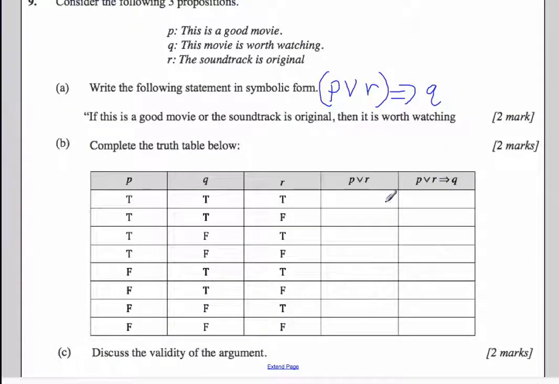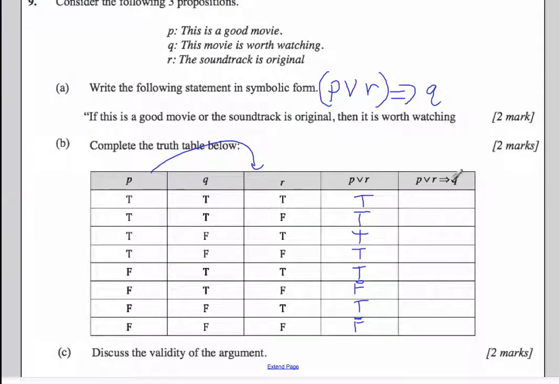Then we're filling out this truth table here. So P or R. P or R is only false if they're both false. So remember now we're looking at P and R here. Only false if they're both false. So that would be here and here, right? Or is only false if they're both false, so the rest of them are true.